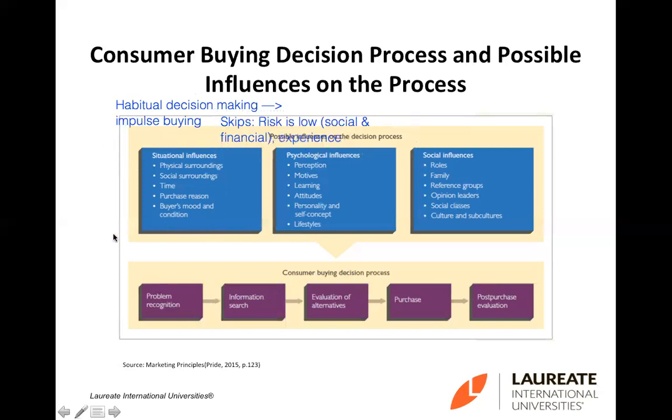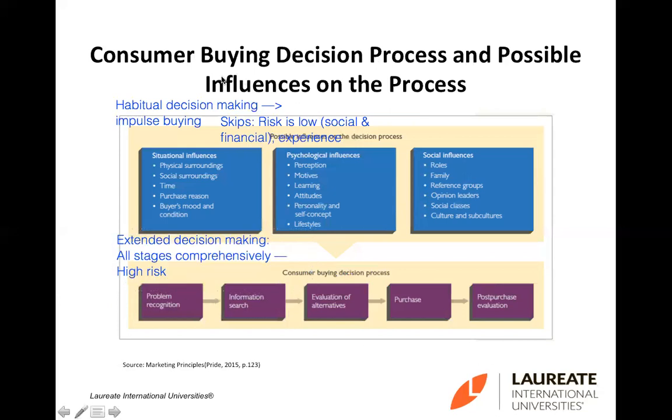On the other side, we have what we call extended decision making. In the case of extended decision making, we go through all stages comprehensively. Why is that? Because the risk is quite high, in terms of social and financial risk. A car, for instance, is an example. So we as consumers go through every single stage.